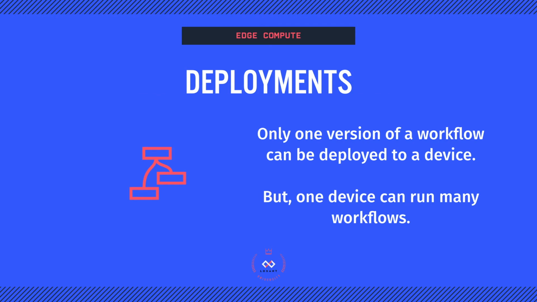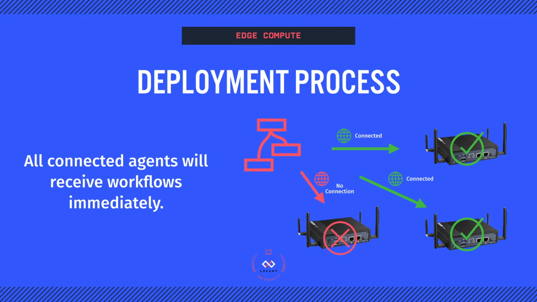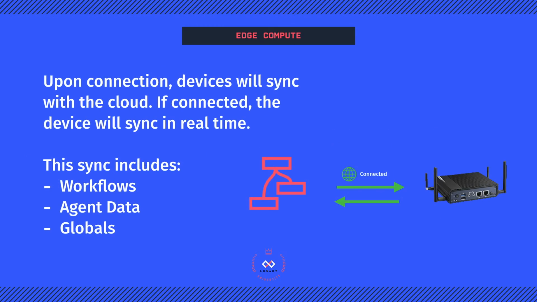Now, let's dig into deployments a bit. There's a certain process that happens behind the scenes when you hit deploy that's important for you to keep in mind. First and foremost, when you deploy, all connected agents will deploy. Pretty simple, right? On first connection to LoSANT, devices will always sync with the cloud. This sync will make sure the Edge devices are running all the workflows they're supposed to be running. It also syncs some other stuff like your device agent version that's being used.